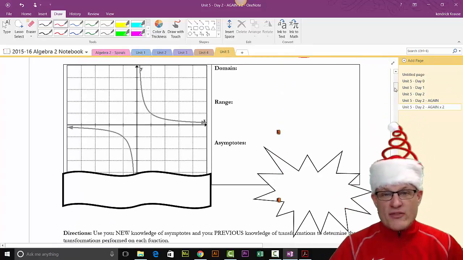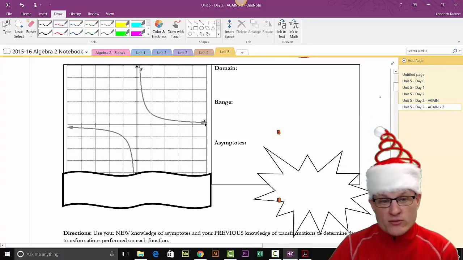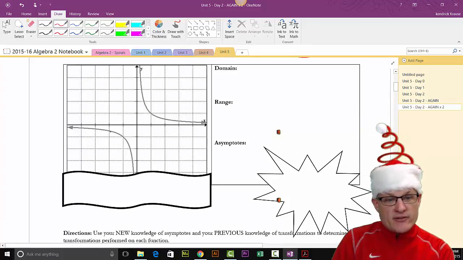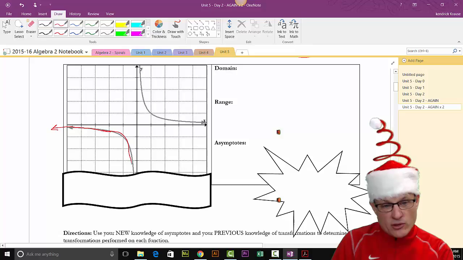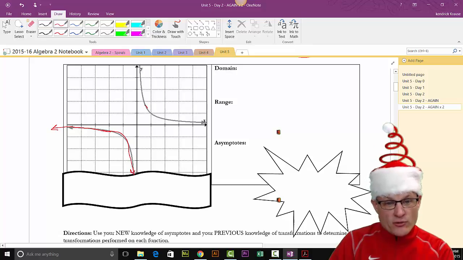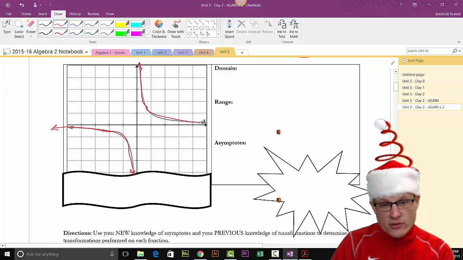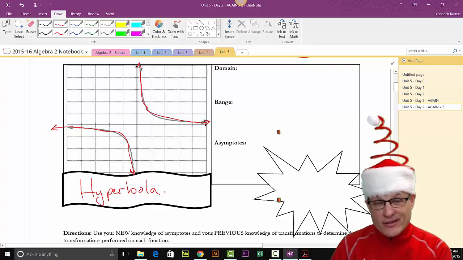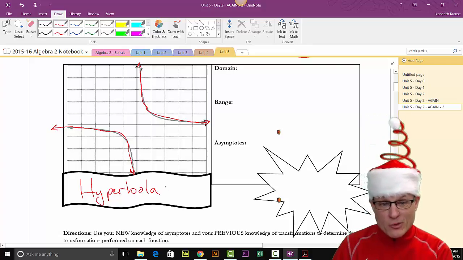So let's take a look to see what the graph or the parent function of 1 over x looks like. What it looks like is a curve that gets closer and closer and closer to that line and gets closer and closer and closer to this line. And it also goes forever and ever up. And it comes down and down and down and gets forever and ever closer to this line. The shape of this is called a hyperbola. Hyperbola. Hyperbole is like in English, I think, right? I don't know. Someone tell me what hyperbole means sometime.